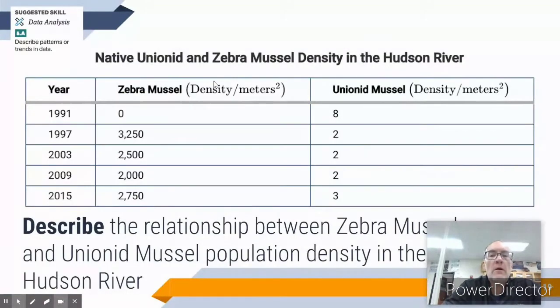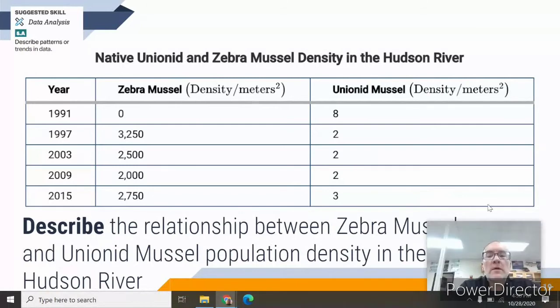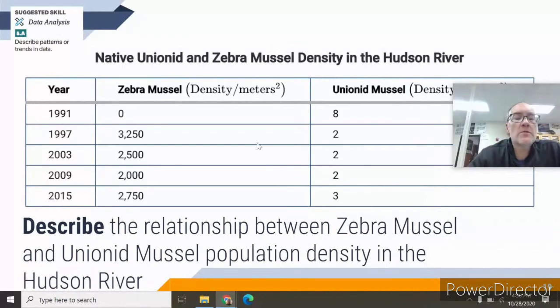All right. Now, I would like you to look at some data. You remember we talked about data analysis. Looking at this data of the native unionid mussel here, and the zebra mussel density, and this is density as number of individuals per meter squared in the Hudson River. So that is kind of at the mouth of the Great Lakes. Describe the relationship between zebra mussel and unionid mussel population density in the Hudson River. So what is the relationship between zebra mussel and this native mussel?